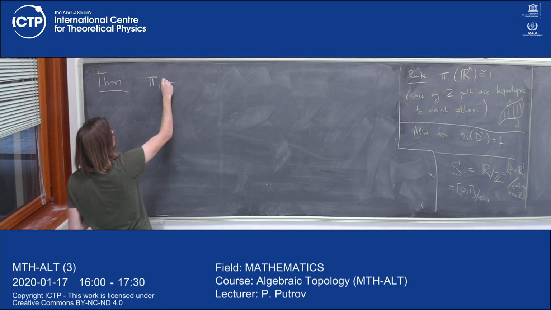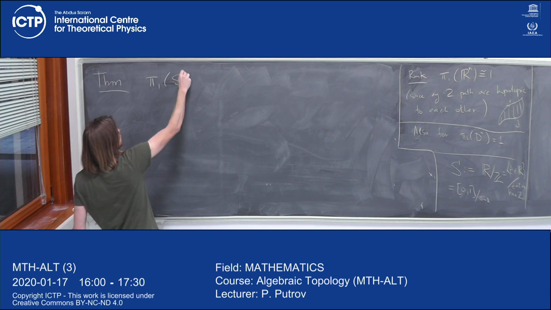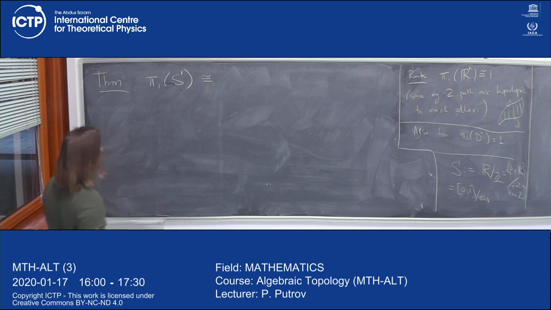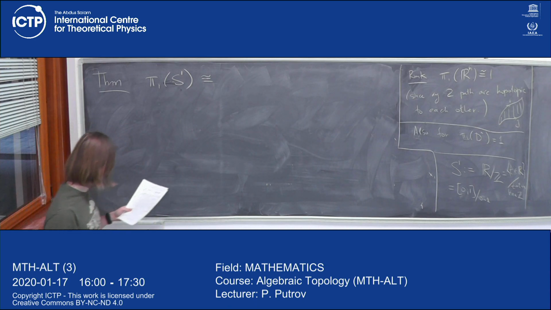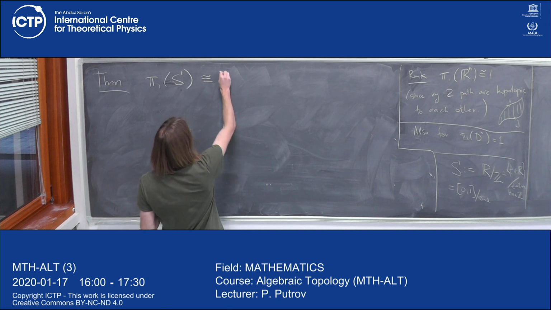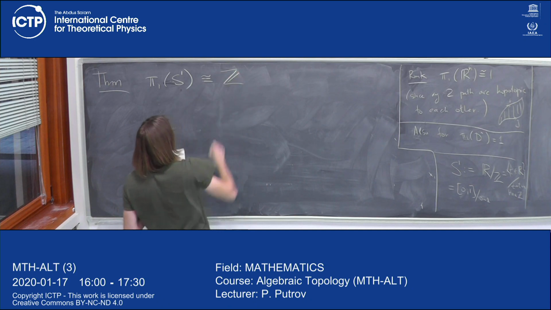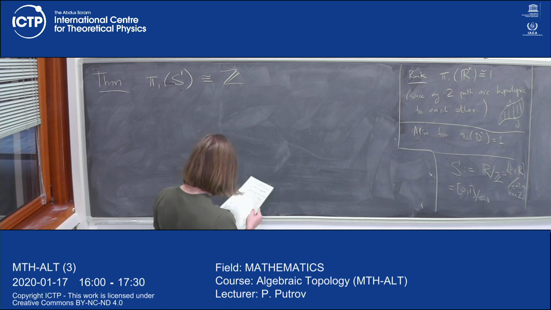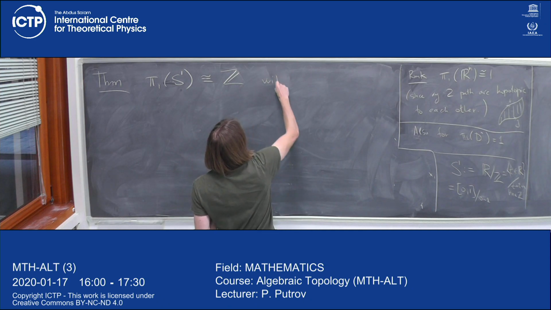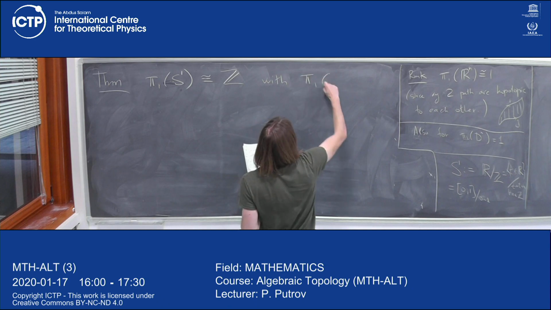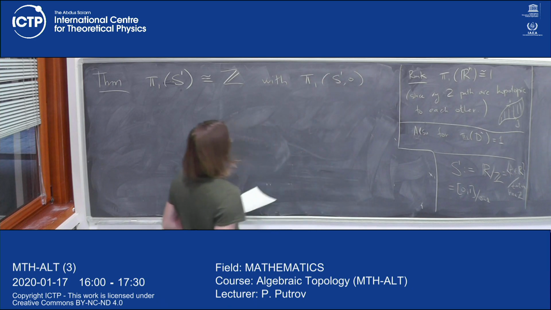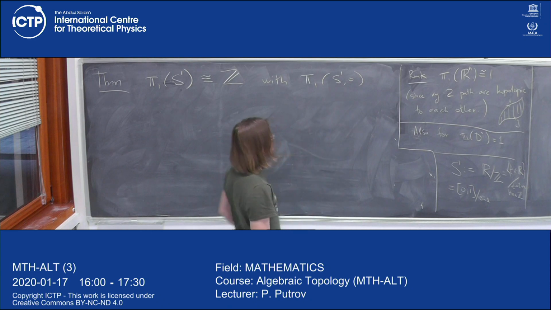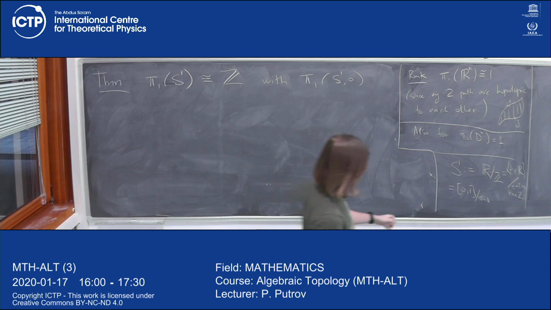We want to show the following theorem: the fundamental group of a circle. Of course the circle is path connected, so we don't need to choose a base point here if we are talking about this group up to isomorphism. We want to show it is isomorphic to Z, the group of integers. And moreover, I want to take a particular realization of this fundamental group, so I take a fixed base point to be zero in this construction.